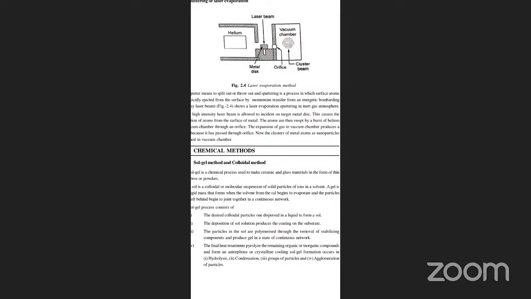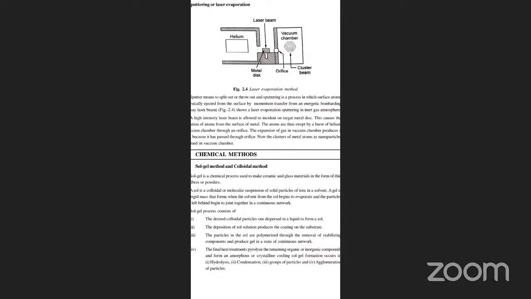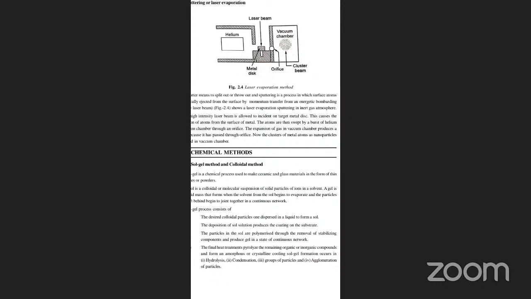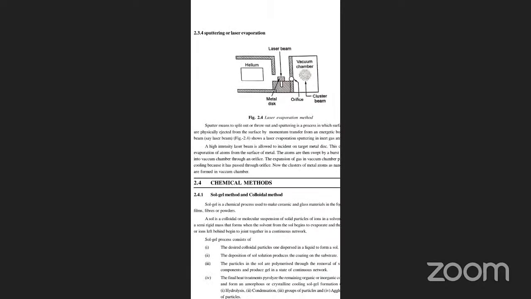Formation occurs in hydrolysis, condensation, growth of particles, and agglomeration of particles. These are the chemical methods. First one, sol-gel method and colloidal method. Here we are discussing the four properties.